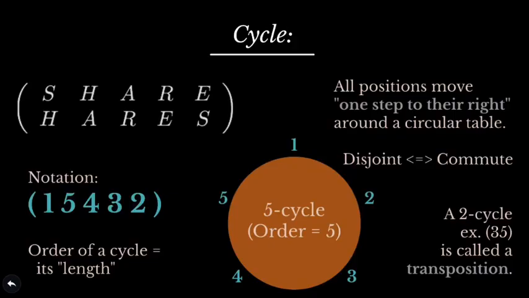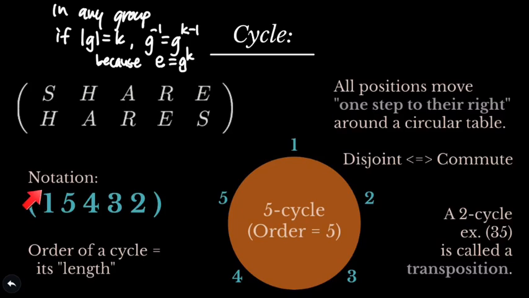So that's another thing we can take to the bank, right? If I'm just looking at a single cycle, the order of a cycle is just going to be equal to its length. How many positions there are in my cycle. For this 5 cycle, it takes me 5 steps to the right around the table before I get back to my original seat. Let's suppose I want to know what the inverse of this 5 cycle is going to be. 1, 5, 4, 3, 2.